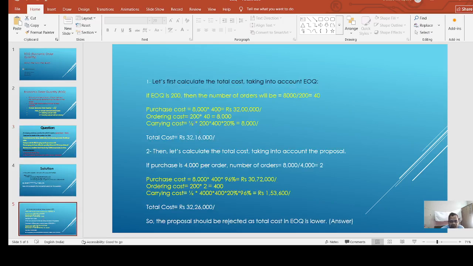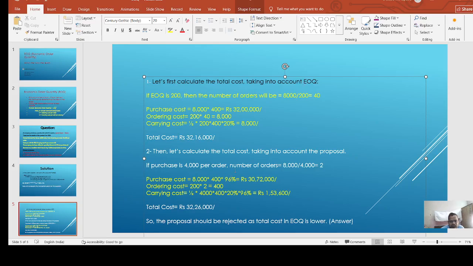So half multiplied into 200 means 200 is the EOQ level, the economic order quantity which the company will purchase on a single order. 200 into 400 is the product cost into 20% is the carrying cost per annum. So it comes to 8,000. So total cost is purchase cost plus ordering cost plus carrying cost. Total cost comes out to be 32,16,000. Okay, so here we have taken into account the EOQ level.